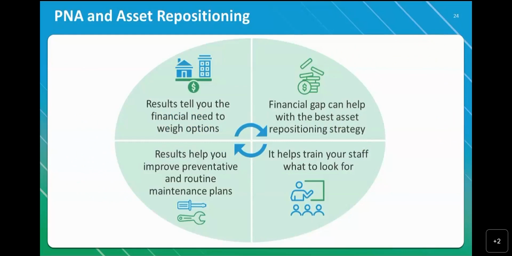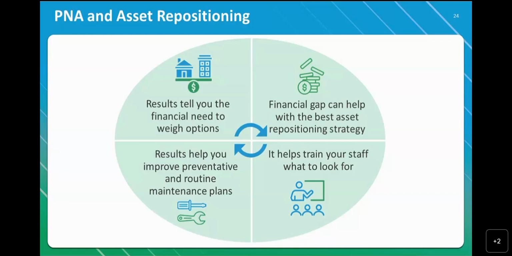PHA and asset repositioning. So we have said it shows you the results, what you need in terms of cash. It helps you determine what your financial gap may be if you are doing asset repositioning for yourself, or you try to determine how you could fund a $20 million project. What do I need to do? Is the tax credit out there? Do I want to go down that path? What kind of loans does HUD offer? Things like that. Determine your gap, resources that you do not have readily available at your authority.